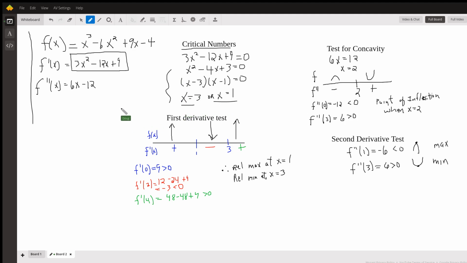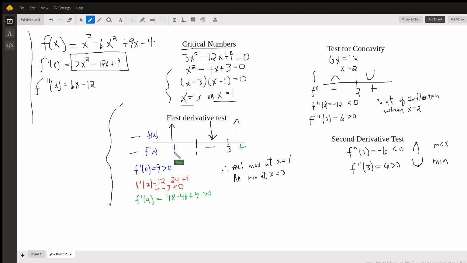And so this little diagram here shows the first derivative test. We put the critical numbers 1 and 3 on a little number line. And then we talk about what f prime of x means for f of x in numbers on either side of those critical numbers. So for example, pick a test number to the left of 1. I picked 0. f prime of 0 is 9, which is positive.